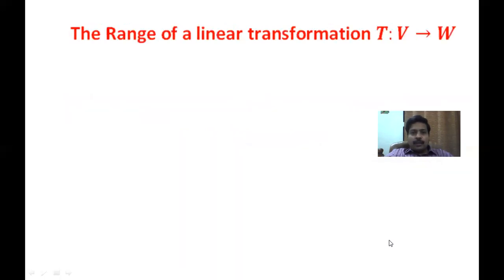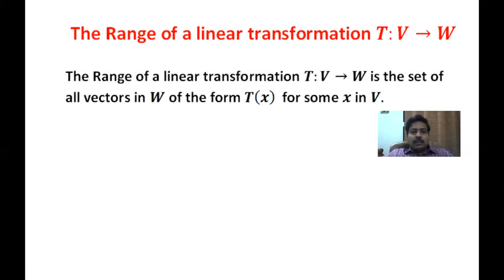Let us move on to one more definition. The range of a linear transformation T from V to W. The range of a linear transformation T from V to W is the set of all vectors in W of the form T of x for some x belongs to V.